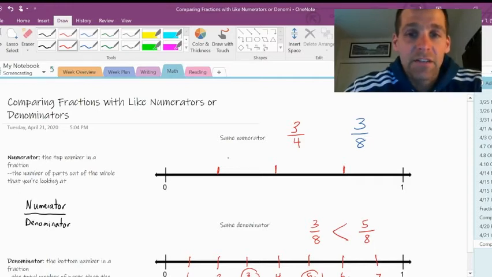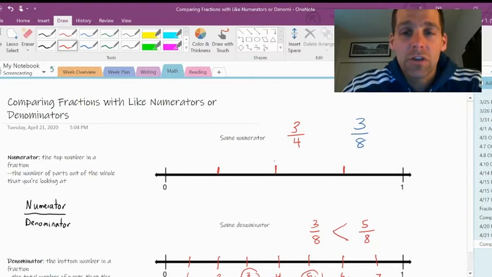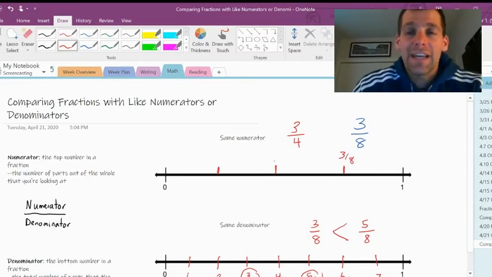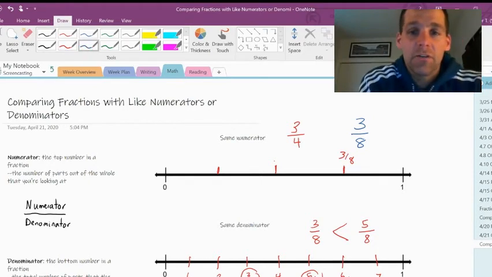Here I'm only going to label where 3/4 is. 1 quarter, 2 quarters, 3 quarters. Now I have to go on to do 3/8. So here again, I'm going to go down and do my 8ths.